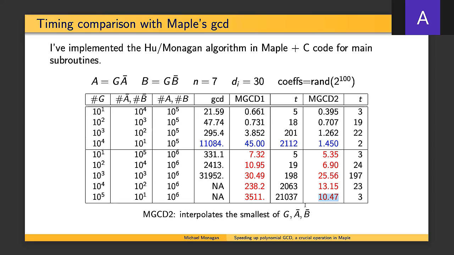The timings are decreasing because A bar and B bar over here are getting smaller. That's why the timings start to decrease.